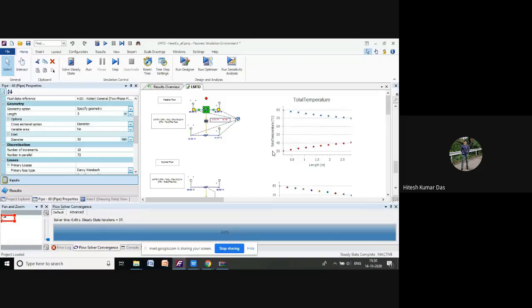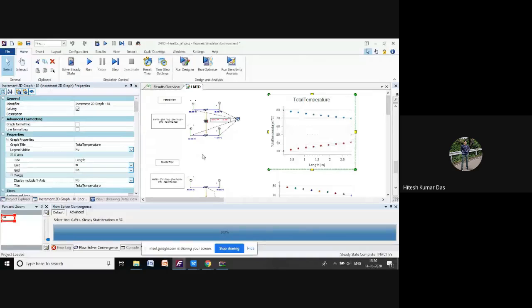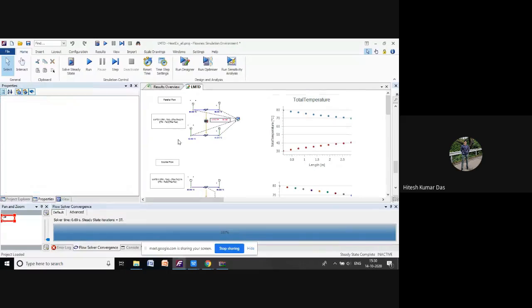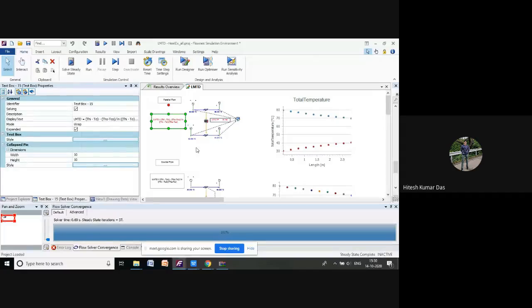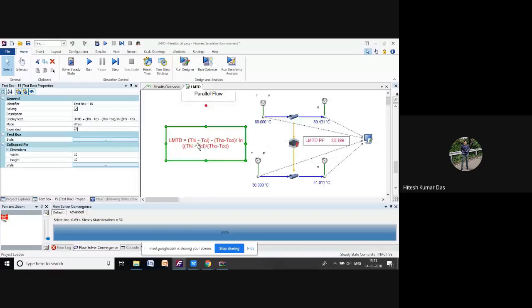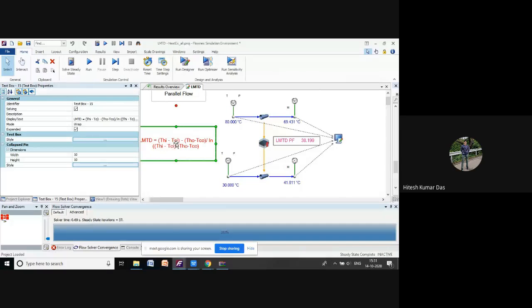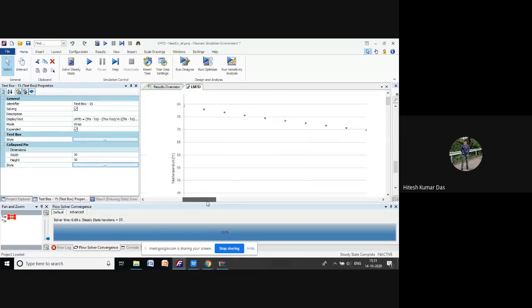This is the curve between total temperature and length, because for calculation of LMTD we have introduced this curve to show you clearly how LMTD is calculated through this formula. Let me zoom it. This is for the parallel flow LMTD calculation. This is THI, TCI.